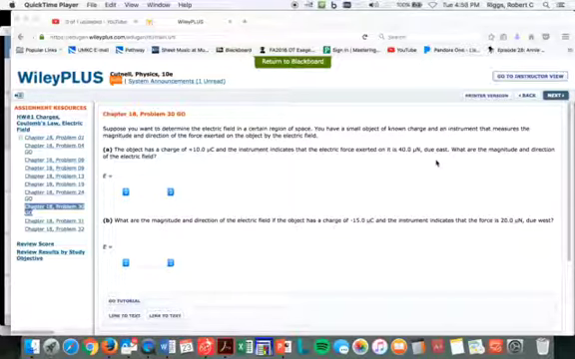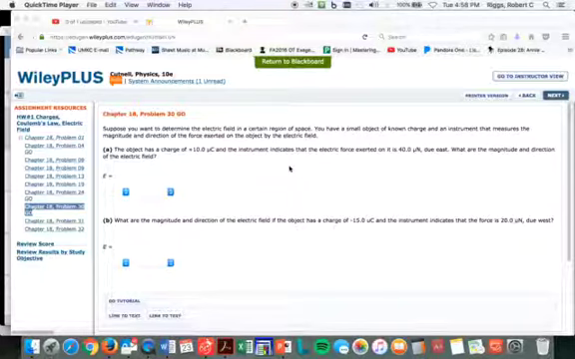You have a small object. This would be more like a test question. Small object of a known charge and an instrument that measures the magnitude and direction of the force exerted on the object by the electric field. We actually have such instruments. The object has a charge of positive 10 microcoulombs, and the instrument indicates that the force exerted on it is 40 micronewtons due east. What are the magnitude and direction of the electric field?